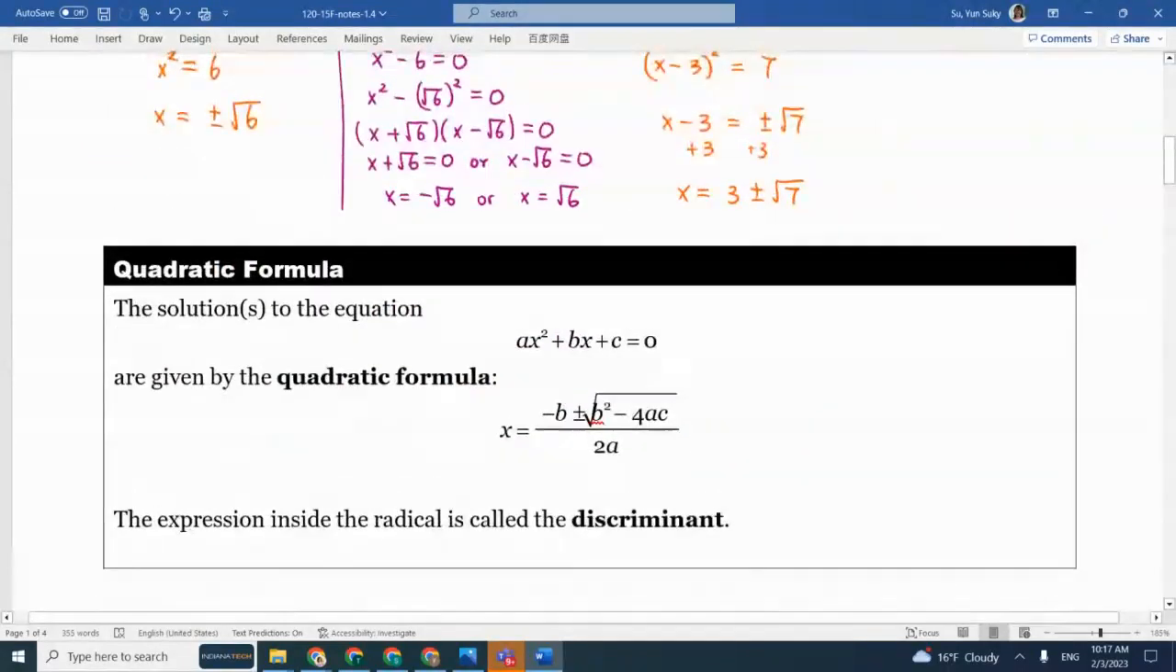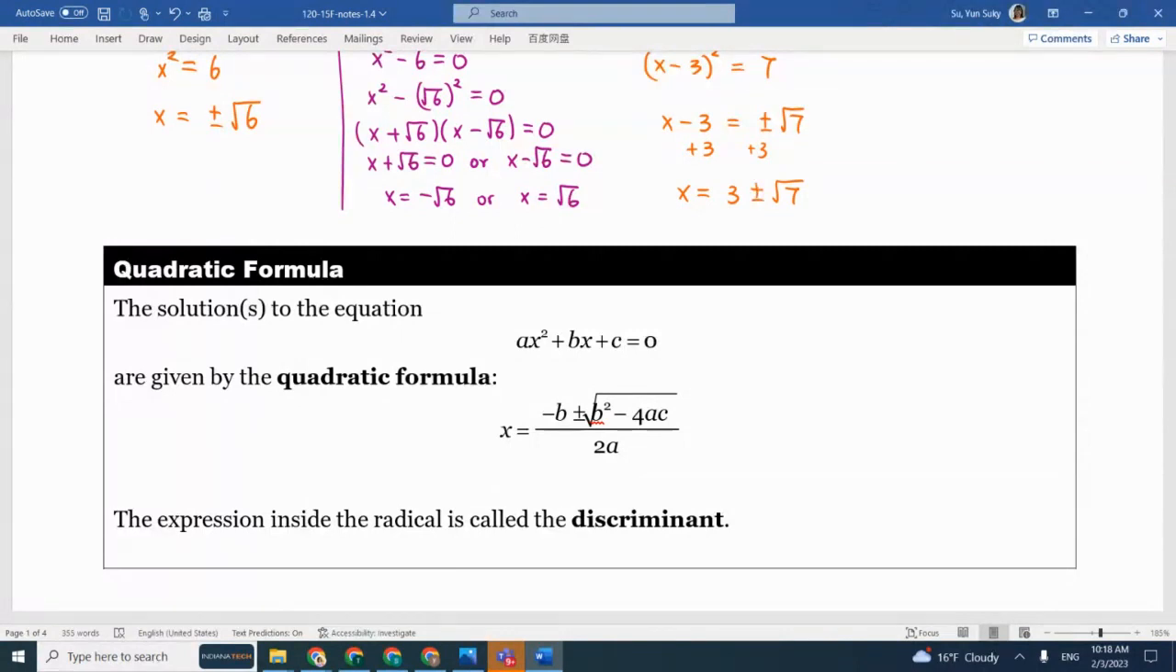Okay, so x is negative b plus or minus the square root of b squared minus 4ac, all over 2a. So this is the quadratic formula. Because we don't have enough time, we don't derive or prove the quadratic formula in class. Is that okay, everybody? Just use it.